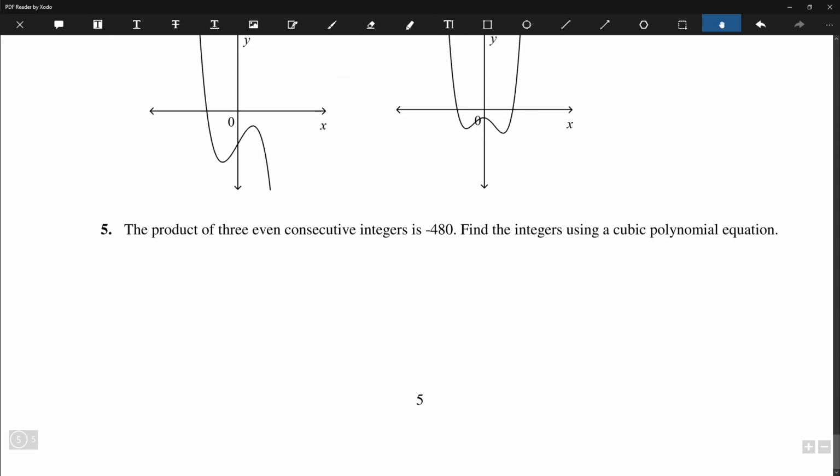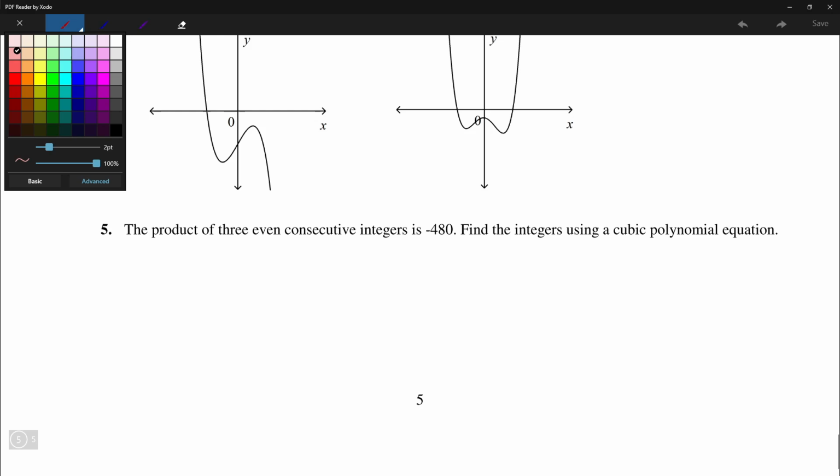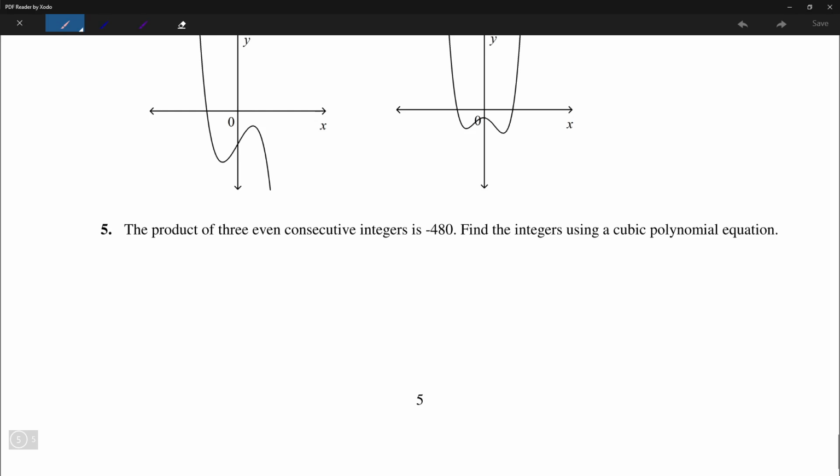Okay, the product of 3 even consecutive integers is negative 480. So it says to find the integers using a cubic polynomial equation. So the first step is to set up the 3 consecutive even integers. So we will let n be the first one, and then n plus 2 will be the second, because they are consecutive and even, they must be 2 apart. And then n plus 4 will be the third.